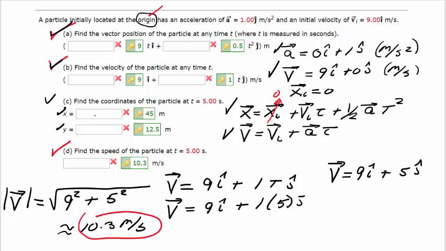All right, hope this video was useful. This is how to use really the kinematic equations when you're dealing with vectors. All right, best of luck.